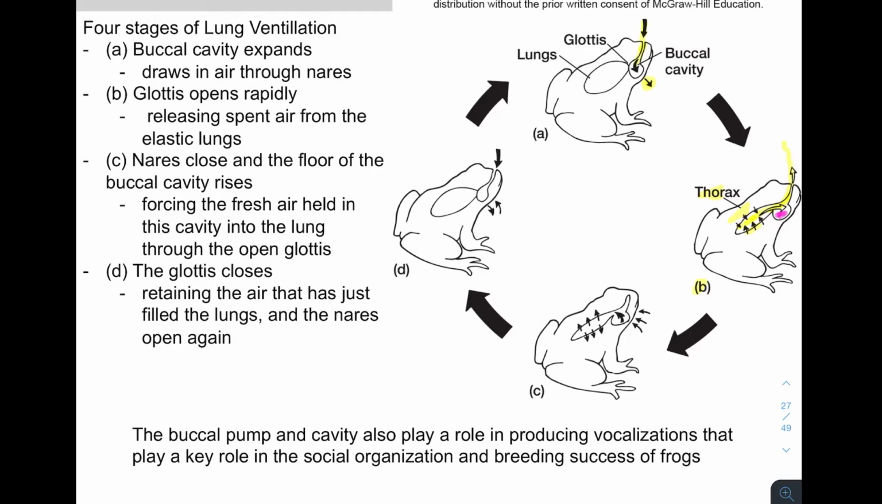The next thing that's going to happen is that we are going to close the nares and we are going to compress the buccal cavity and expand the thoracic cavity in order to force the fresh air to go into the lung.